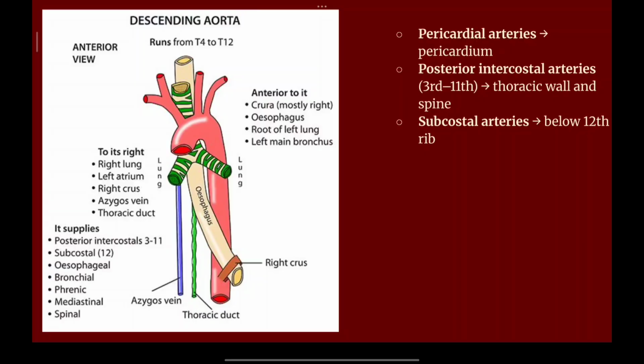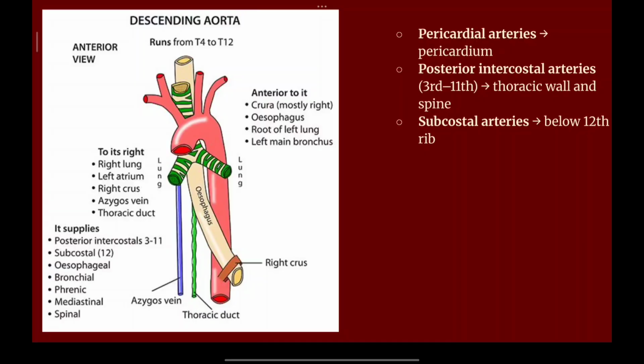This is the anterior view. You can see various structures that are close to the descending aorta. On the anterior region you can observe that the descending aorta is mostly to the right side of the heart, and you can see the esophagus as well. Then you have the root of the left lung that is passing over the aorta. Then we have the left main bronchus that is again passing over the descending aorta.